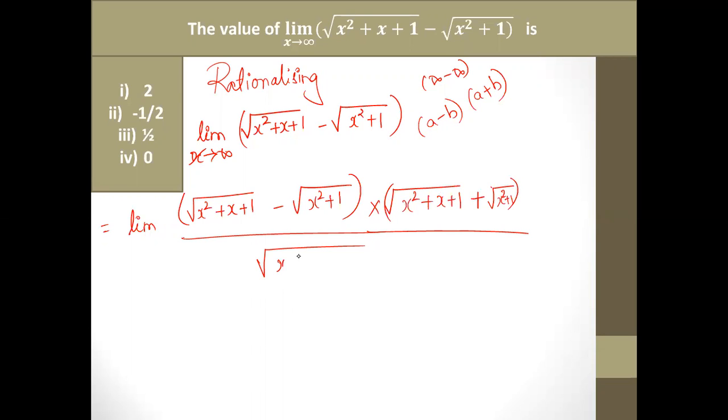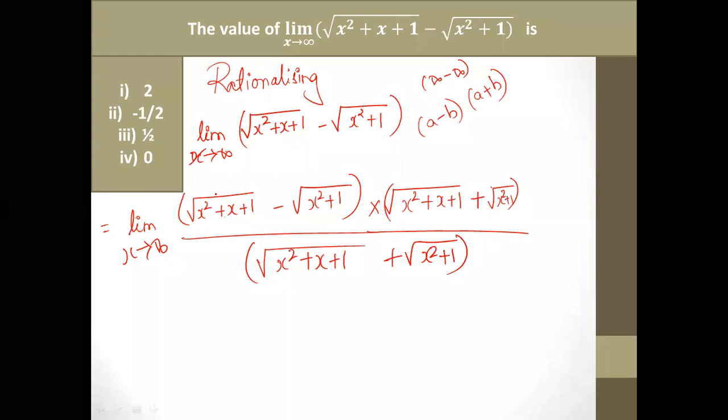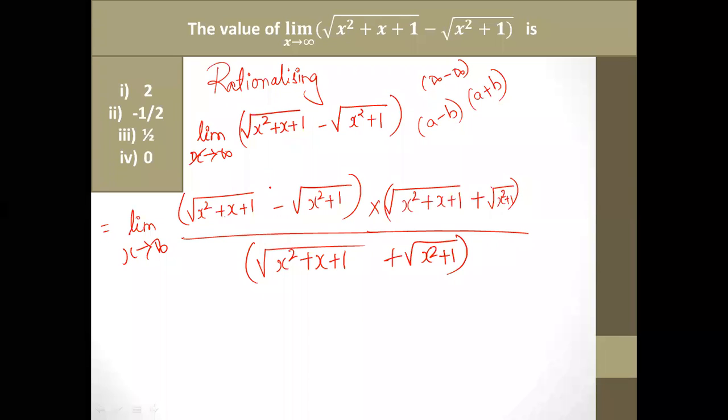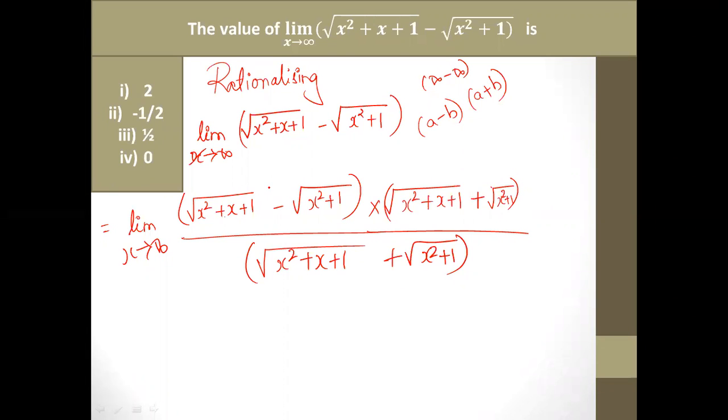So this becomes square root of x square plus x plus 1 plus square root of x square plus 1, as x tends to infinity. If you see the numerator, it is in the form a minus b into a plus b. Can you see that? What is the formula of a minus b into a plus b? It is a square minus b square. Good. So apply the same thing.